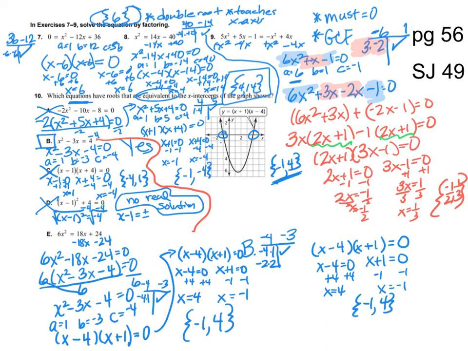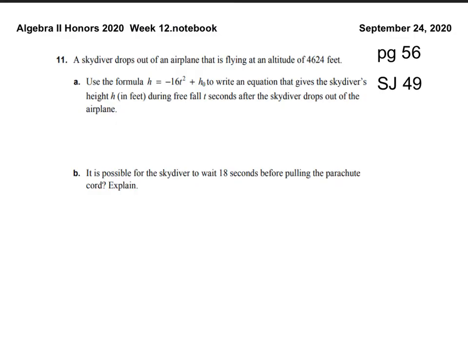Are those solutions equivalent to the solutions or the x-intercepts on the graph shown? And yes, they are. So E is also a yes. B and E have solutions that are equivalent to the graph shown. Let's look at the next slide. It is an application problem that I would do. Let's see what it's asking me to do.